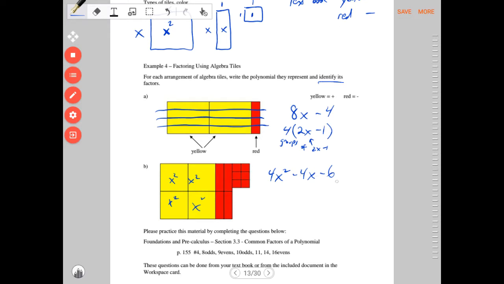Now, if you look at all of these, the GCF of 4, 4, and 6 is a 2. Not everything has an x in it, so I can't take any letters out. So then we end up with 4 divided by 2 is 2, so 2x squared. Negative 4 divided by 2 is negative 2, and we didn't divide by any x's, so it's just 2x. And then negative 6 divided by 2 is negative 3.